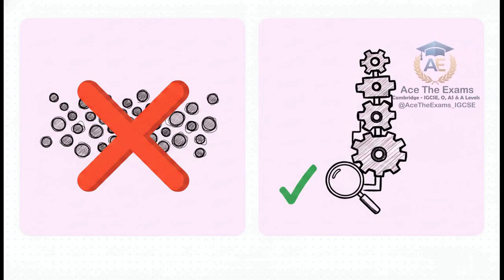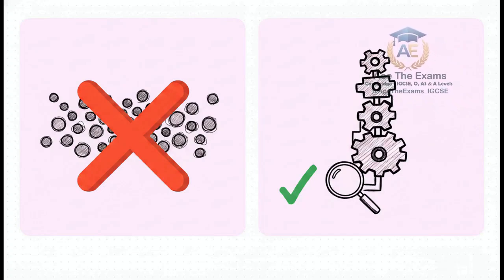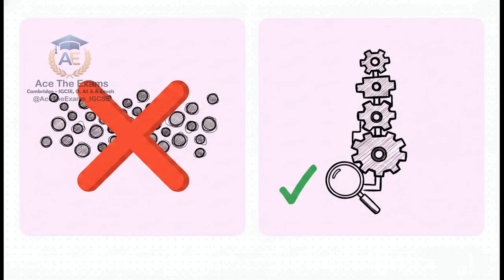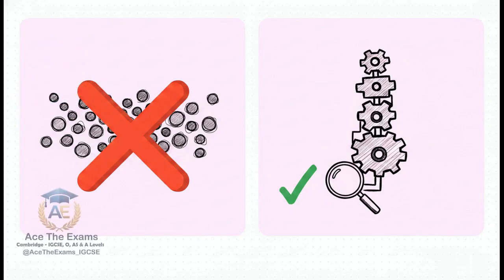Superficial breadth is Alex's problem. Knowing a tiny bit about everything, but not truly understanding how things connect. To achieve analytical depth, you need a system. This is where the PEEL framework comes in as an absolute game changer. PEEL stands for point, evidence, explanation, and link. You make your specific point, provide evidence from the given scenario, provide the technical explanation of why it matters, and link it back to the specific question asked. If you aren't using the PEEL framework, you are leaving marks on the table.